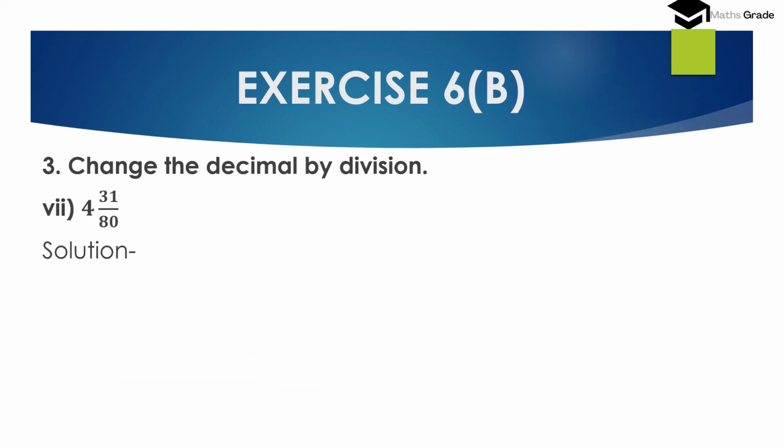Now question number 7, 4 31 divided by 80. We can write 4 plus 31 divided by 80. Now divide this fraction 31 divided by 80 to convert it to decimal. So divide 31, we can write 31 as 31.000 divided by 80.